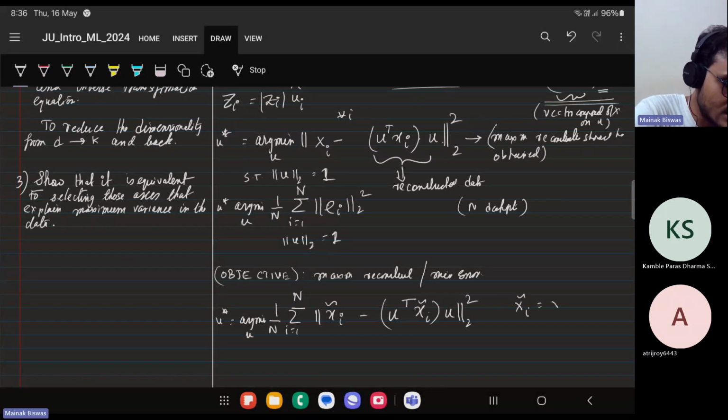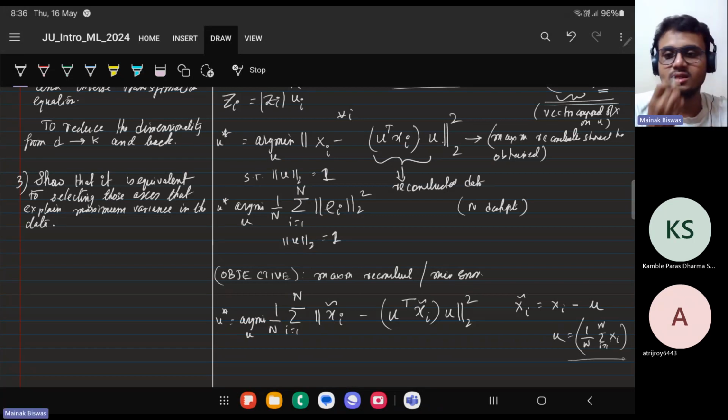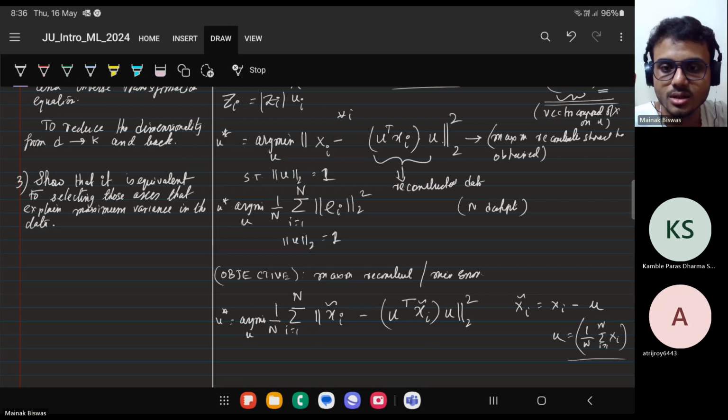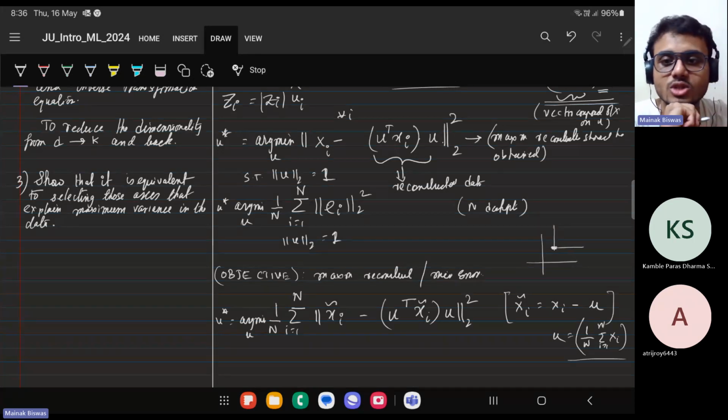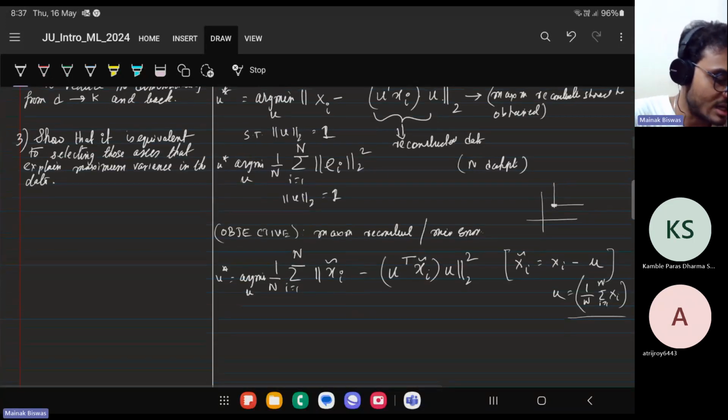Xi tilde is, say, xi minus mu, where mu is the mean of the data. I can do that. It's just shifting by a constant, just origin shifting. Do you agree? It doesn't change the data anyway. The relationship between coordinates will not change if you shift the origin. We have seen that in coordinate geometry in school. The vectors don't change when you change the coordinate axis. So now I'm just writing this as xi tilde.